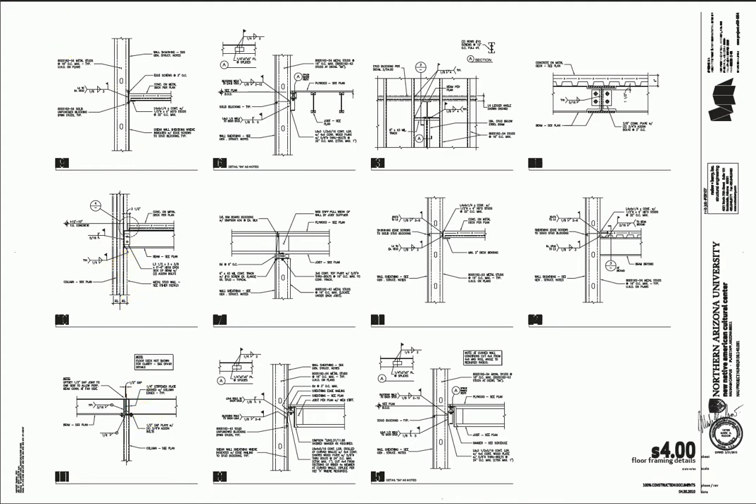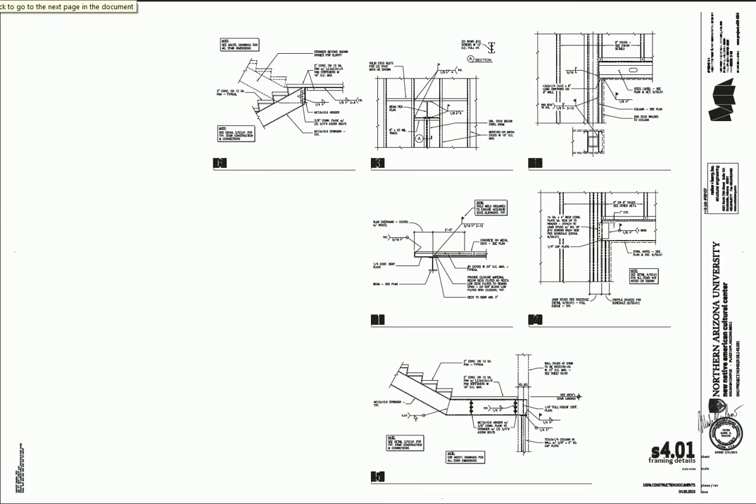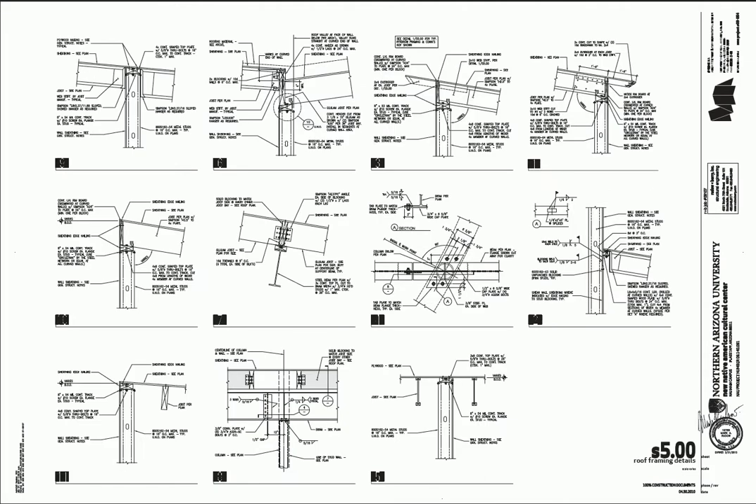We'll go to the next page here. A couple more framing details. This looks like I've got some ways that the stairs are connecting together. Now we get up to the roof framing details. So I see a lot of slants here, which tells me there's going to be some complexity to this job.